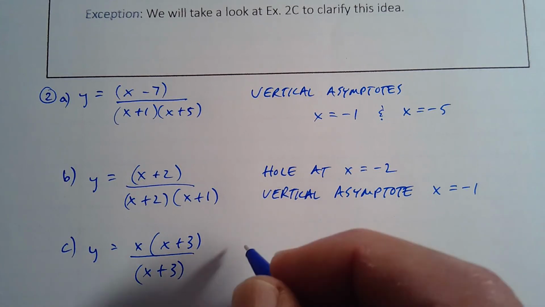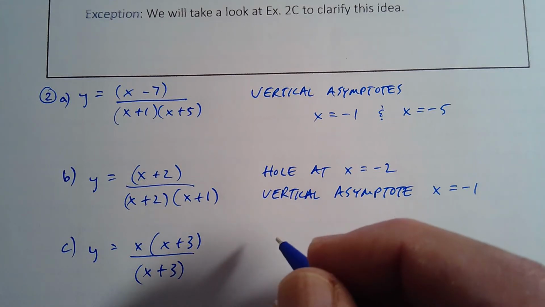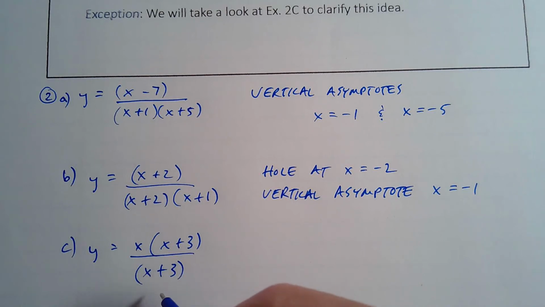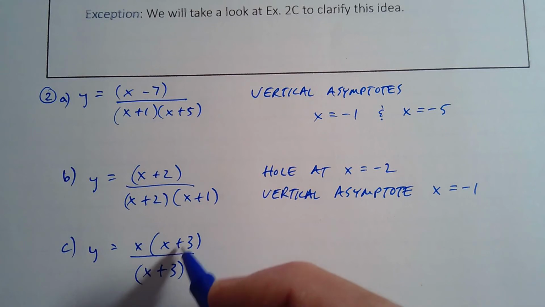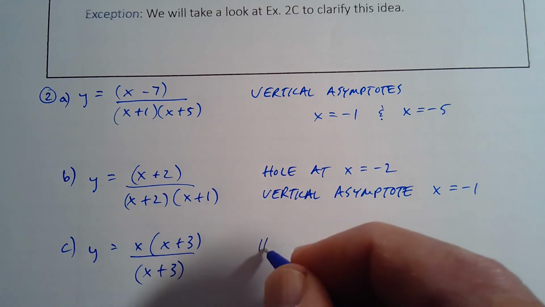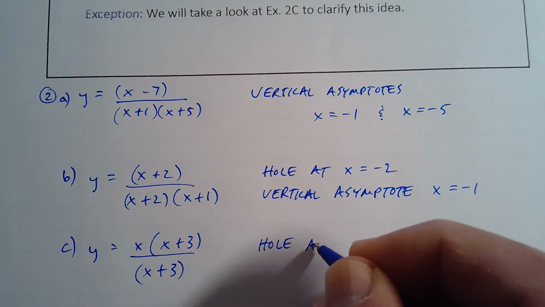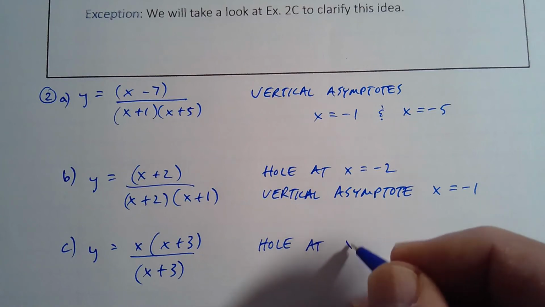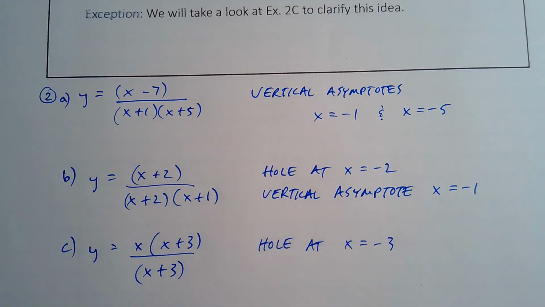All right, and this third example here, what do you think? Is it going to be a hole, vertical asymptote? Neither. There's an x plus 3 top and bottom, that makes a hole at x equals negative 3.